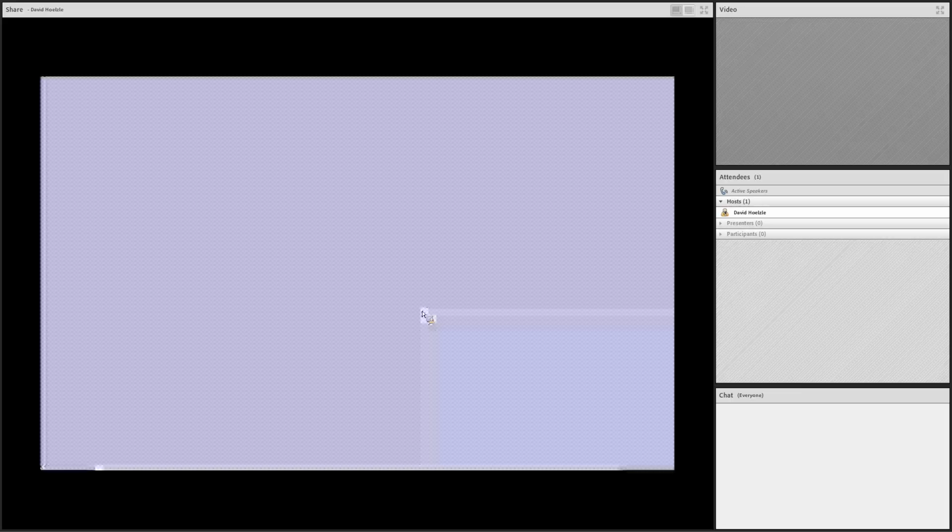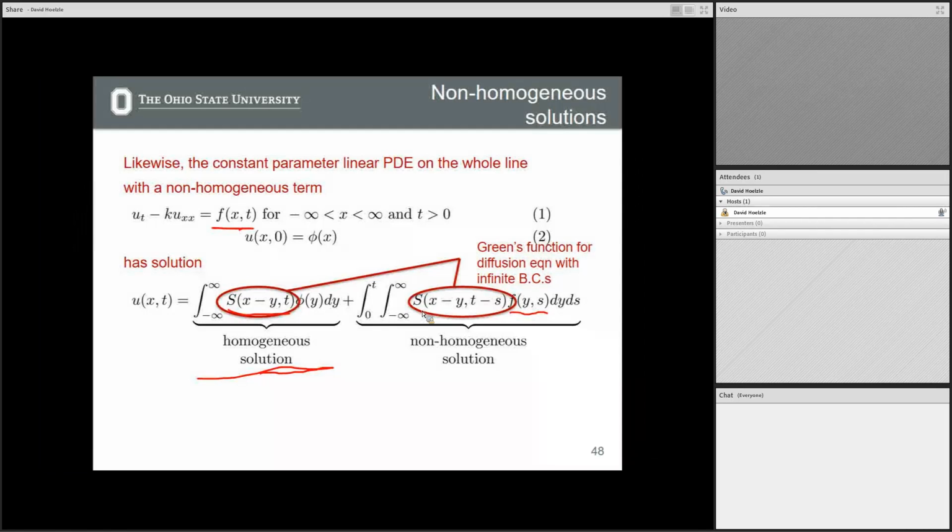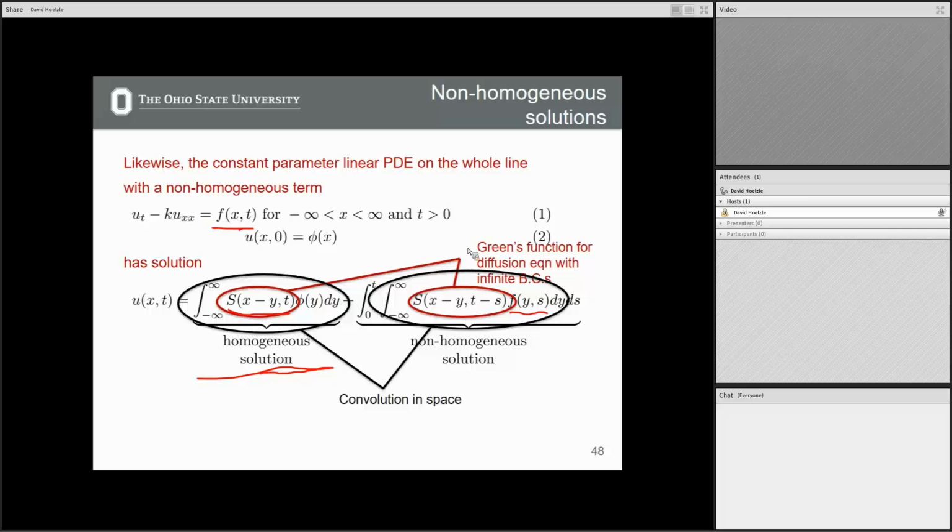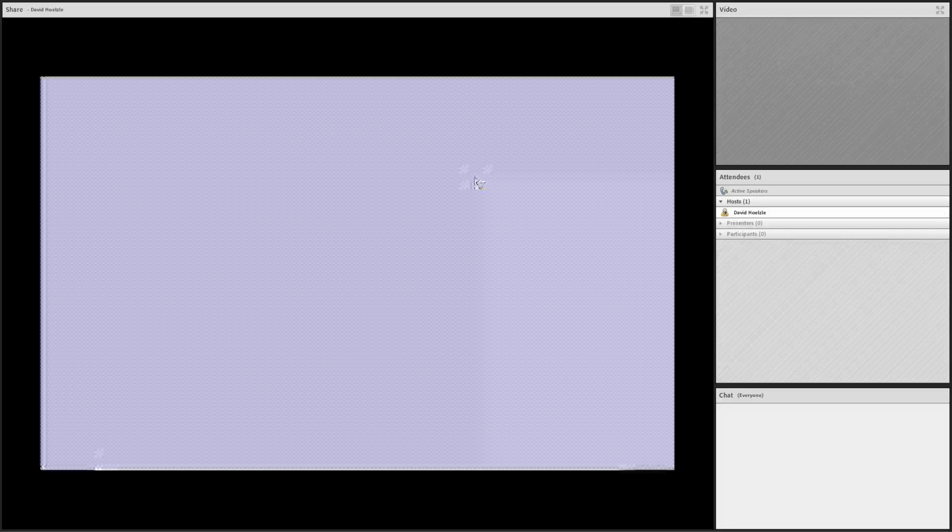Okay. Green's function for the diffusion equation with infinite boundary conditions. And so if we have reflections, etc., we need to consider that using the methods we already talked about. And this is convolution in space, convolution in time.